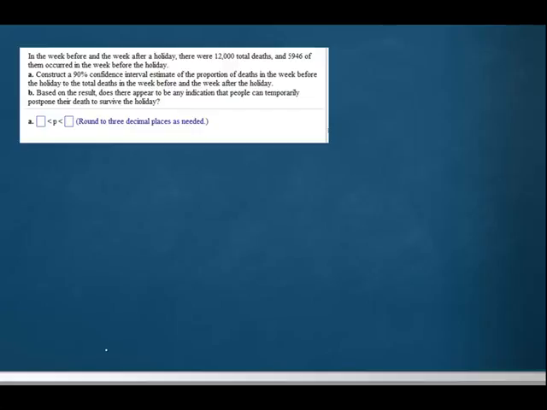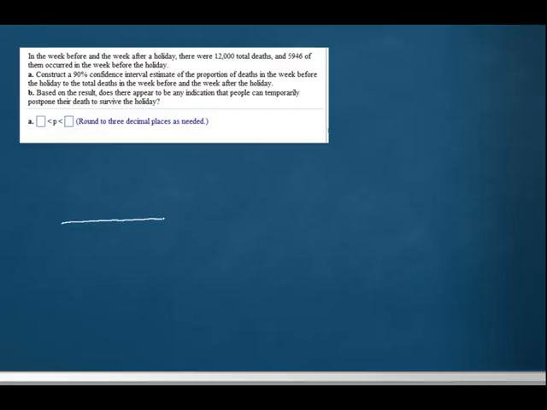In the week before and the week after a holiday, there are 12,000 total deaths, and 5,946 of them occurred in the week before the holiday. Construct a 90% confidence interval estimate of the proportion of deaths in the week before the holiday to the total deaths in the week before and the week after the holiday. So we're supposed to construct a 90% confidence interval.